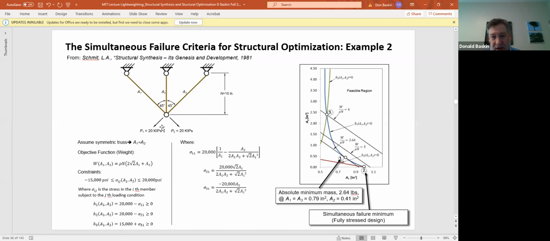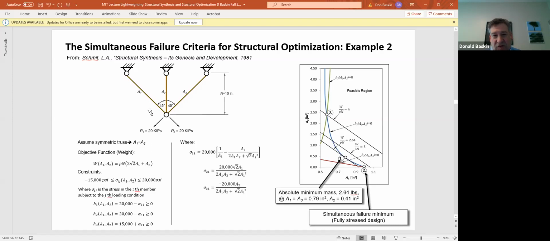And then you apply 2 loads, or sorry, let me take that back. You apply one load condition P1 and one load condition P2, of 20,000, what is that, kips? Oh God, this is English units, kilopounds or something. You guys can probably look this up.